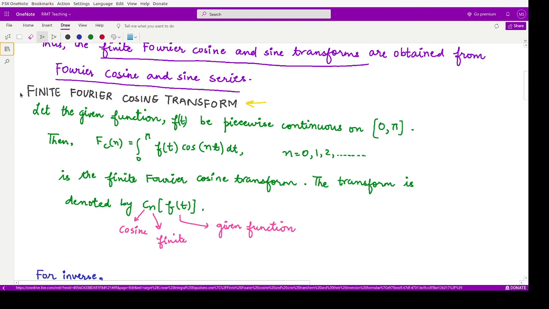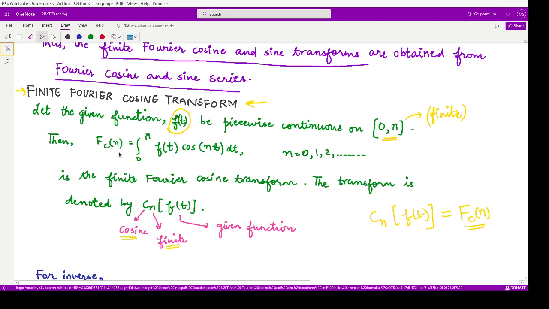So what is this? For that, firstly we consider that the given function is f of t, which is piecewise continuous on this interval 0 to pi. Here the interval is finite, defined for the finite values 0 to pi. Then this is the notation FCn. It represents the operator here, that means we are saying Cn of the given function f of t. So Cn is the operator. C represents cosine, n represents finite, and f of t is the given function. Whatever is the result, we denote that by Fcn.